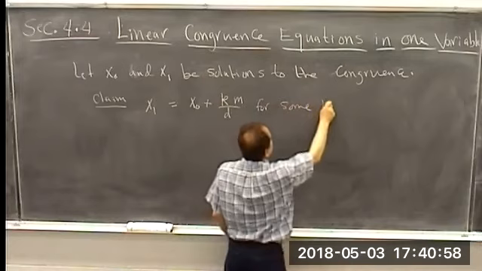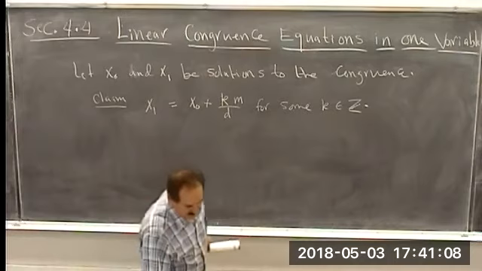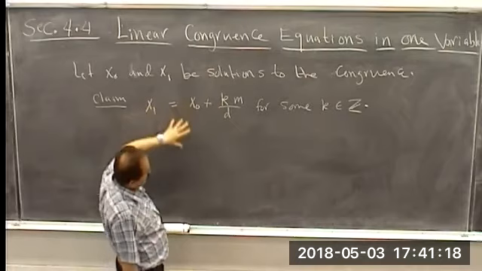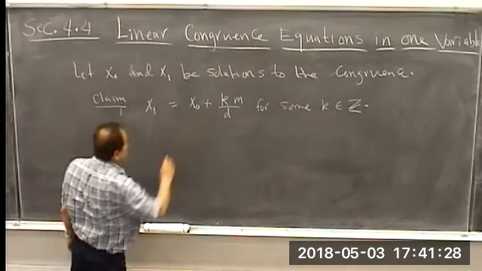Now, this is different than the previous statement. In the previous statement, we said that the x sub k, which are all solutions, satisfy the congruence. In here, I am looking at a solution that I don't know what form it has, and my claim is that it has this form, all right?